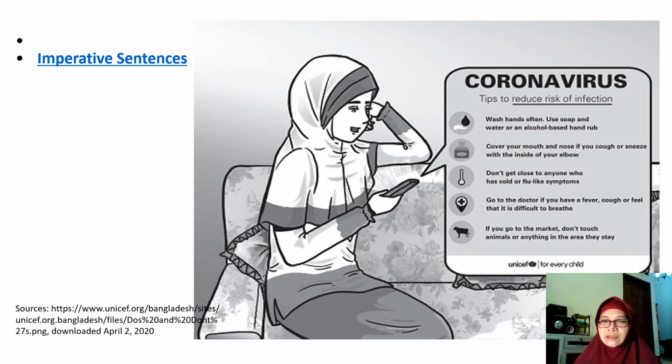The next sentence, go to the doctor if you have a fever, cough, or feel that it is difficult to breathe. Look, the word go. This is verb 1. And then the last sentence, if you go to the market, don't touch animals or anything in the area where they stay. Don't touch. This is also a form of the imperative sentence, but it is a negative imperative sentence.